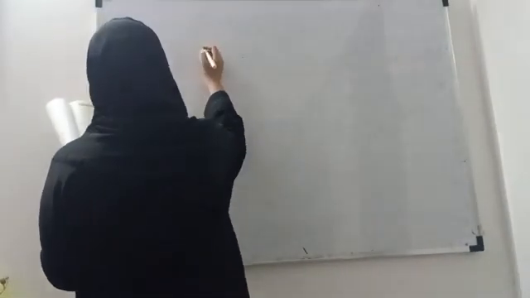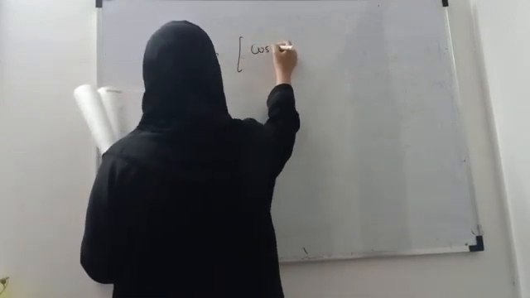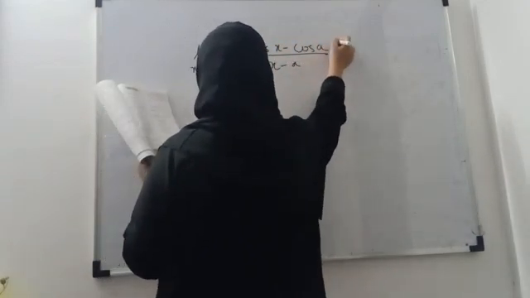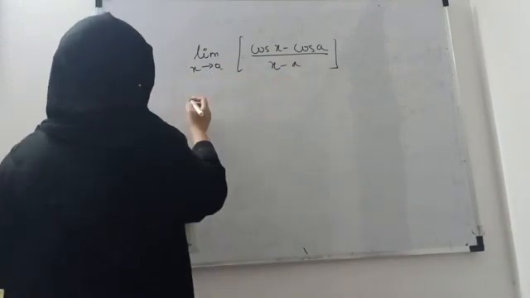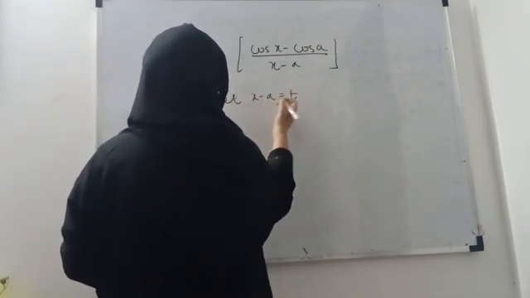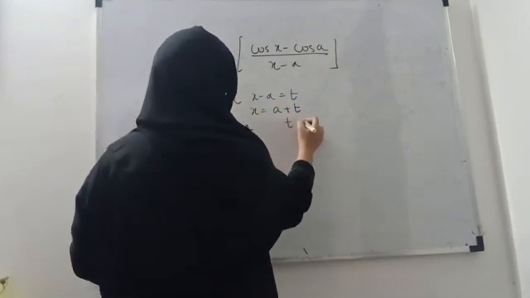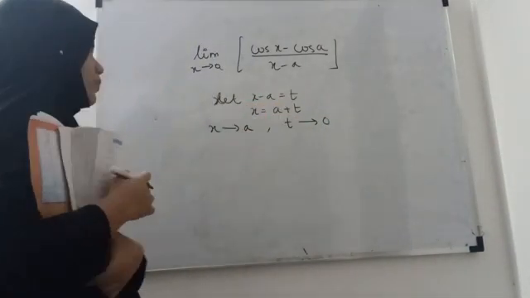We'll do problem number 2. Evaluate, okay, x tends to a. So here x tends to a and x minus a is there. So we will substitute, let x minus a be equal to t. Therefore x will be a plus t. So whenever your x tends to a, your t will tend to 0. Right? If you substitute a here, a minus a is 0.